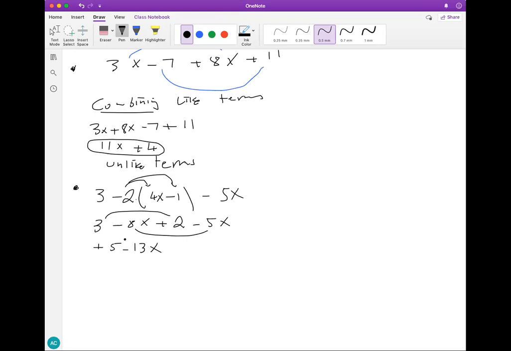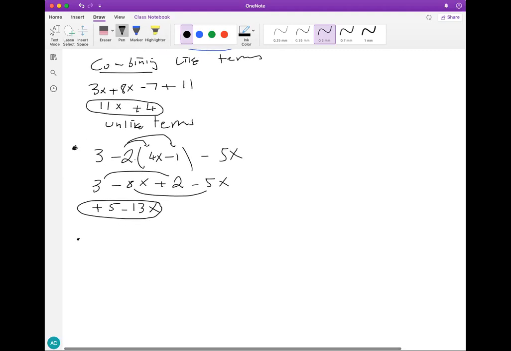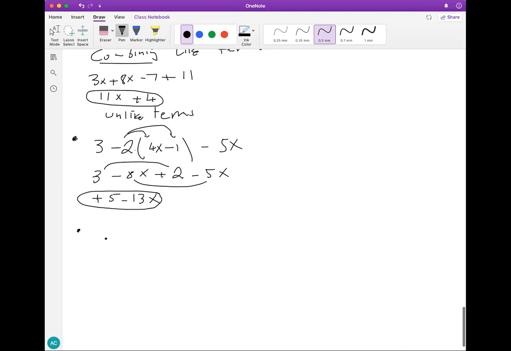And that's basically it for that example. It doesn't matter which one you write first. You could write the negative 13x first, but it's still the same thing. If you move it to the front, just make sure you move the sign with it. And that's the final answer. Okay, that's basically how you combine like terms or simplify algebraic expressions. Let's do one more example.